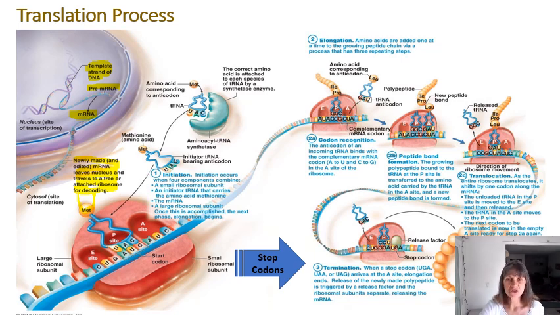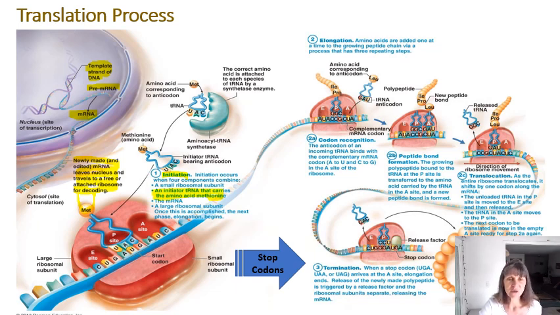With the process of translation, that also includes initiation, which occurs when four components combine. We have the small subunit of the ribosome combining with the large subunit of the ribosome, and an initiator transfer RNA molecule that carries the amino acid methionine. Methionine is the initial start code for a growing protein. We always start with methionine.